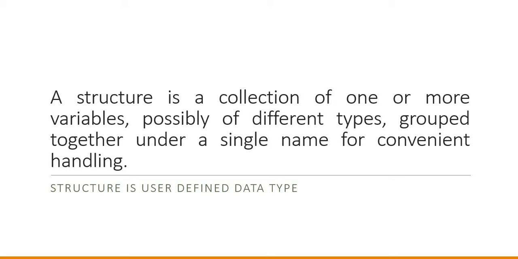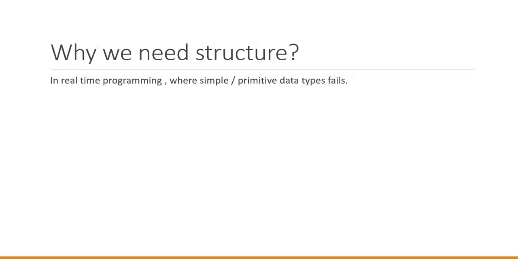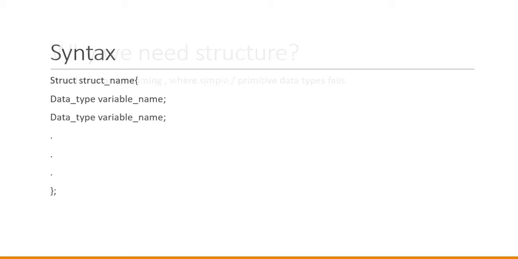So why do we need them? When we are programming in real time, we need structures where primitive data types fail, so we need a user defined data type. A structure is a user defined data type where we have different types of records, that is username, user password, user email, and in such a case we need structures.